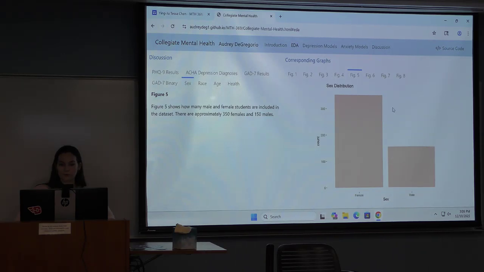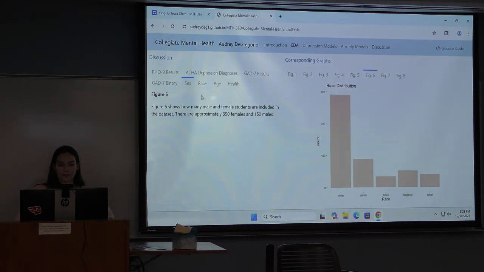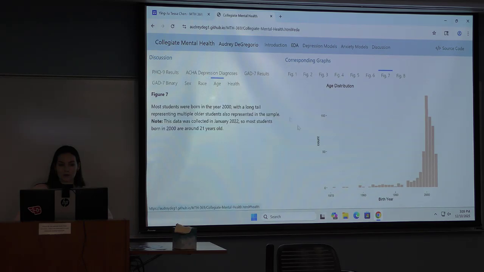There are more females in the sample. There's a disproportionate amount of white students in the sample. Also, students that reported 2 or more races were included in the other category. And then birth year by age. It's important to keep in mind that the age variable is looking at birth year, so it's a little counterintuitive to think older is higher, because older is actually the lower number.